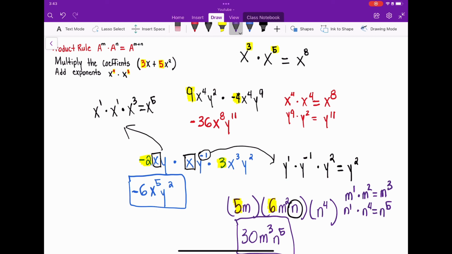Check out our next video when we talk about the power of a product property, and this is when we actually multiply the exponents, and we'll talk about the difference in that video as well.